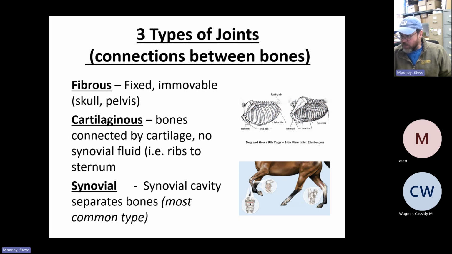So those are the three joints that we'll find between our bones, everywhere from something that's fixed and immobile to something that's very articulated and goes through a range of motion.